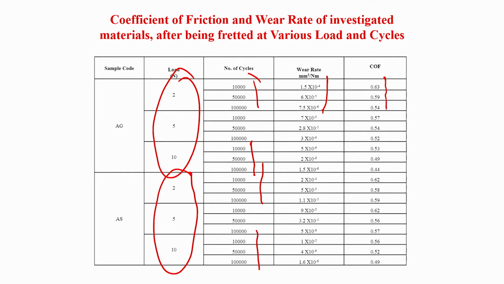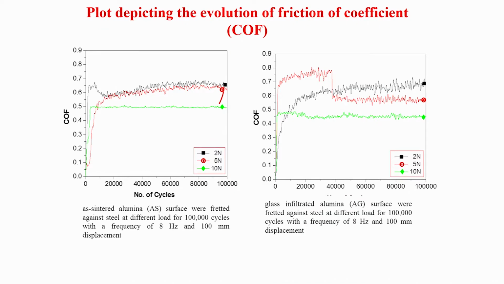And coefficient of friction almost remains similar, or there is a little bit of decrease, 0.63 to 0.54. The same thing you can see, 0.56 to 0.49. That coefficient of friction is also reduced. So this is one of the representative plots for the coefficient of friction evolution with number of cycles. This is for the AS, that is the alumina sintered, and this is for AG, that is the glass infiltrated alumina.